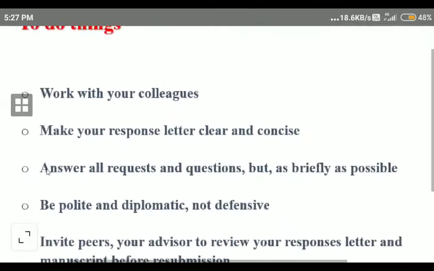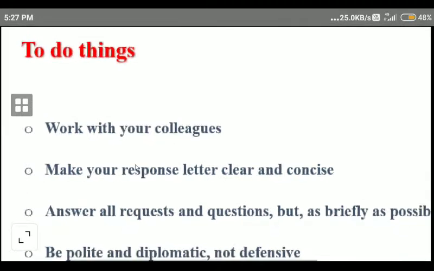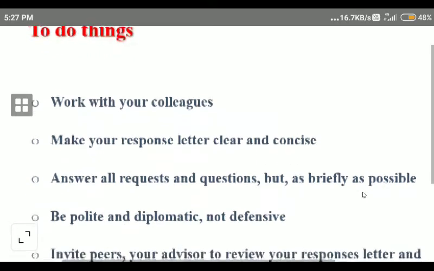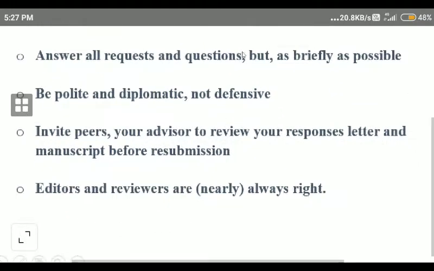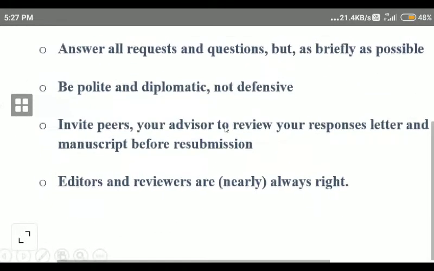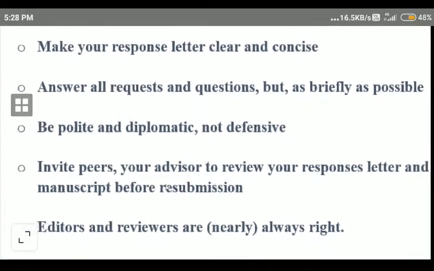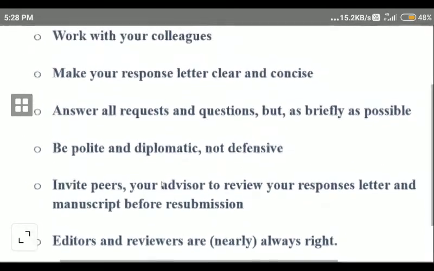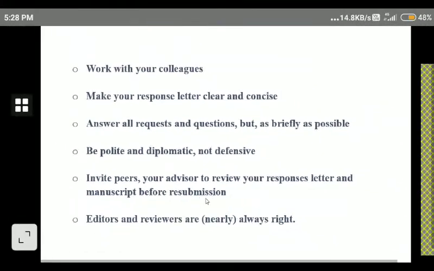Because again, his slide says that junior researchers should work with their colleagues. The colleagues can help if you are a junior researcher. You can make your response letter clear and concise, answer all requests and questions as briefly as possible, and be polite, diplomatic, and not defensive. To defend something and to be defensive are both different things, and you have to understand the difference between the two. You have to defend anything which is written there, but you should not be defensive. That is also an important point. And invite peers and advisors. As a junior researcher, you have many options. Senior researchers already have experience, so nothing is required.